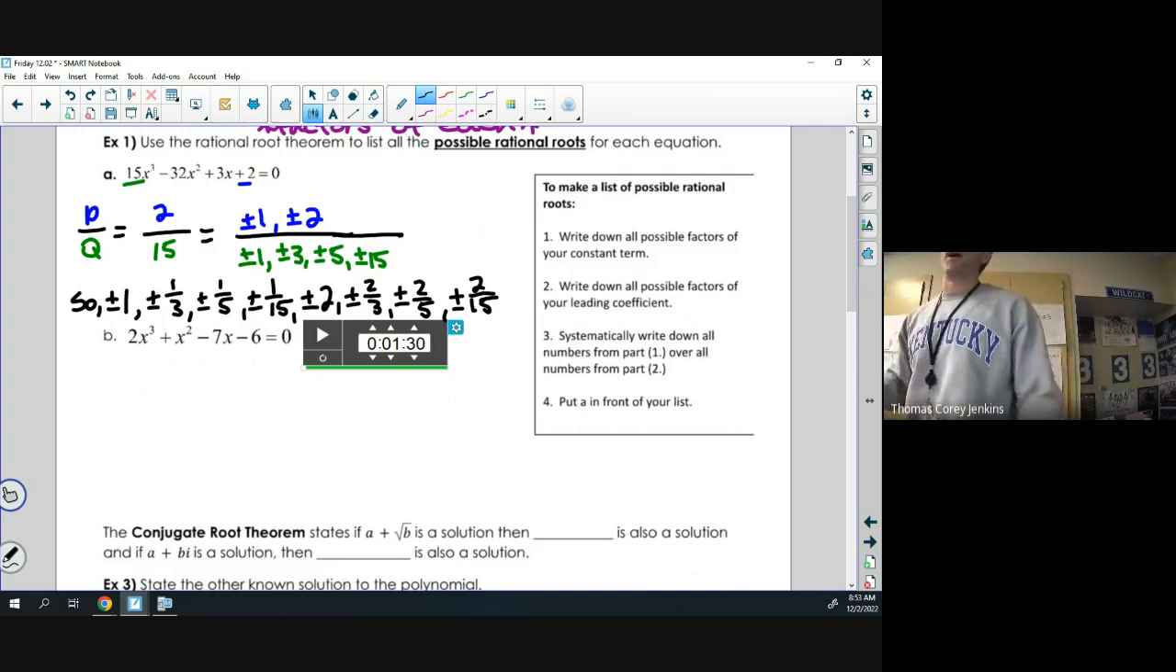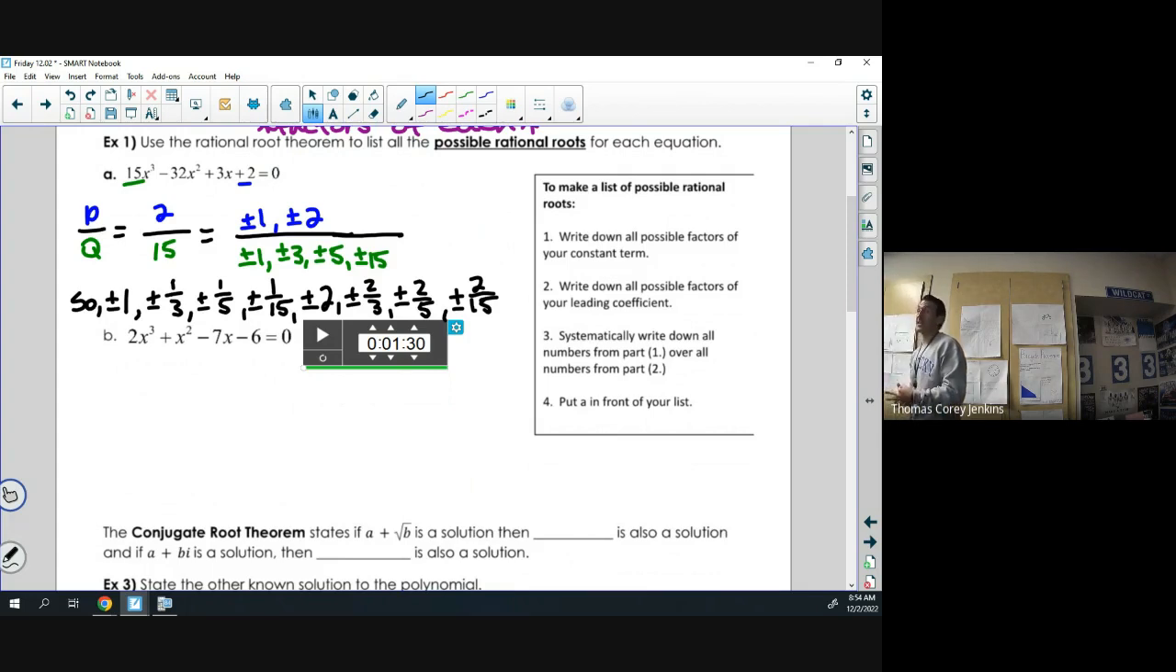Now, before we move on, how many roots could our equation have? If we tried to solve for x, how many roots would it have? Just based on the equation that starts with 15x cubed. Anybody know? What's x cubed tell us? How many roots could it have? 3, right? It would have 3.